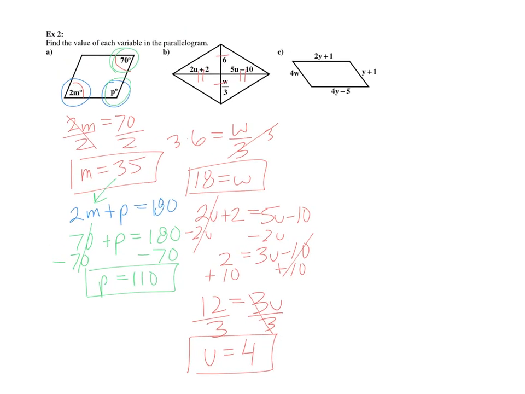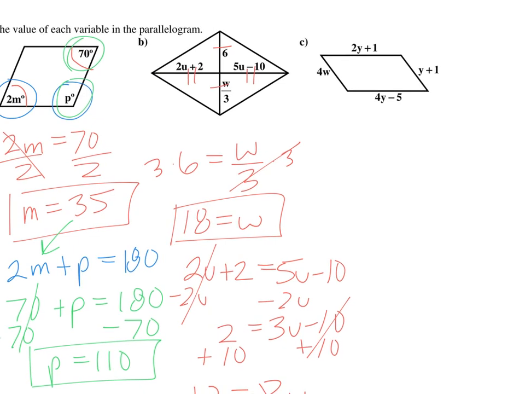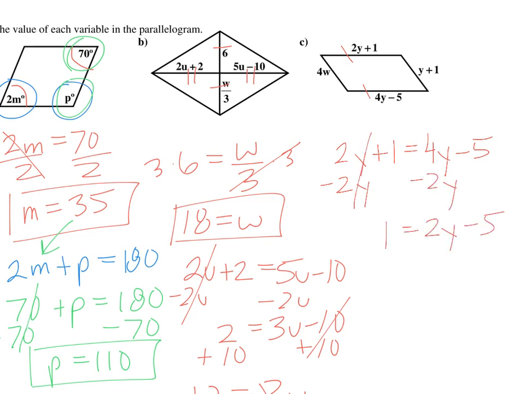For the next one, I know that opposite sides are congruent. So I'll start with these first. 2y plus 1 is equal to 4y minus 5. I only have one variable here. That's why I chose to do this setup first. So then I will subtract 2y. So I have 2y minus 5. Add 5. I have 6 equals 2y. Divide by 2. y is equal to 3.